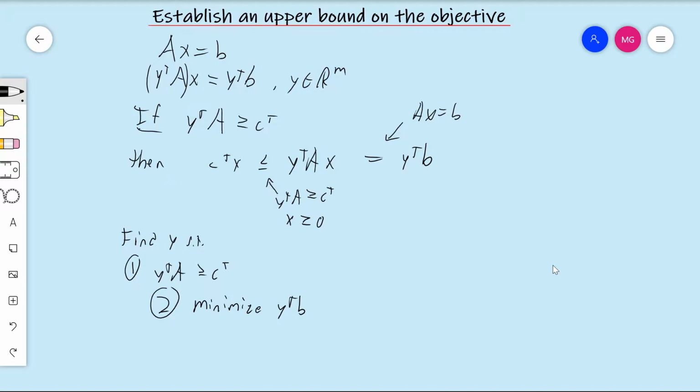Okay, and so just by the way, I could rewrite this first thing as saying A transpose y is greater than or equal to C. I just transpose both sides. And y transpose B, that's the same thing as B transpose y.